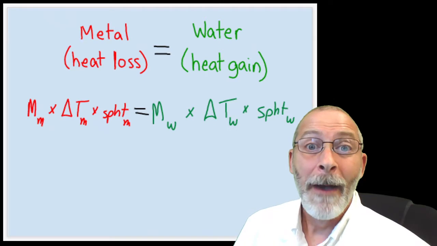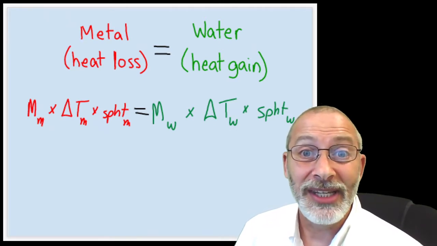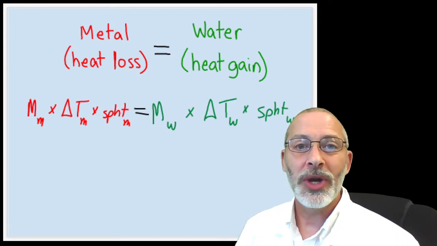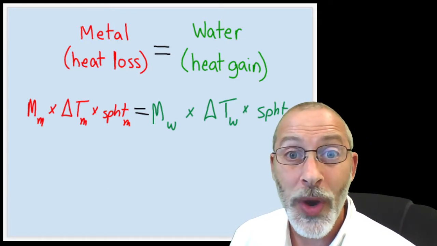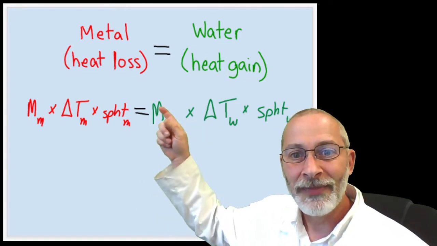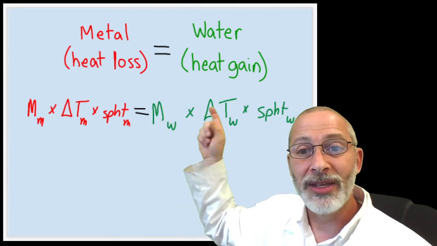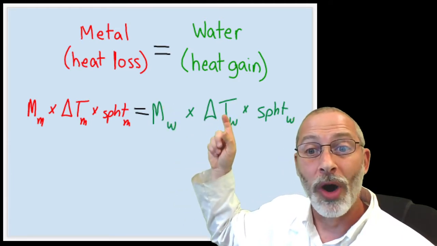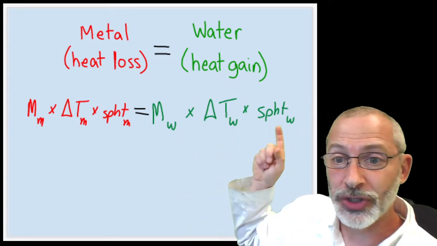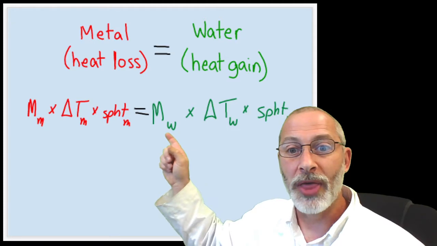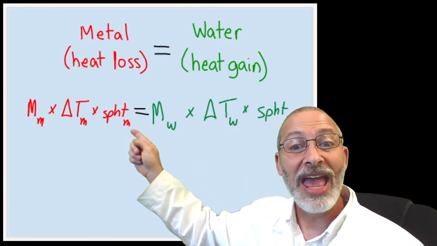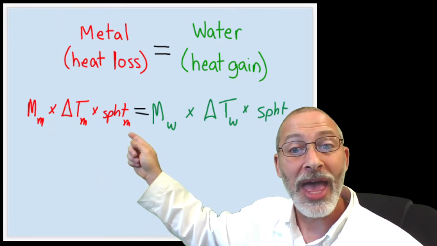If you said mass times delta T times specific heat, you are exactly right. So notice what I've done with our heat equation for our lab today. As we just got done saying, the heat lost by the metal is equal to the heat gained by the water. Well, I'm putting little subscripts here, corresponding to whether it's water, the W's in green, or the M's for metal in the red.